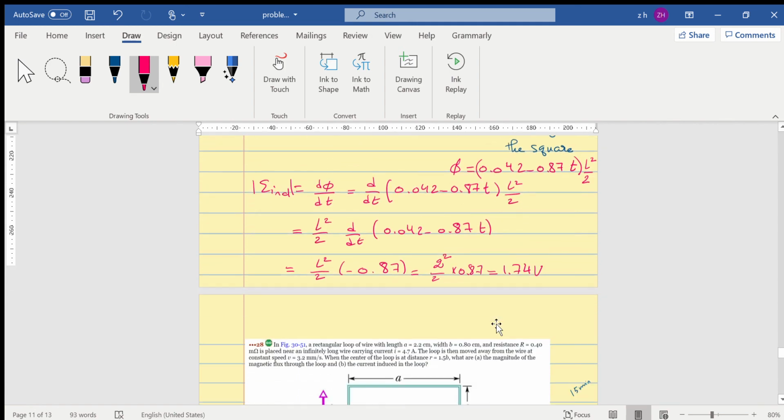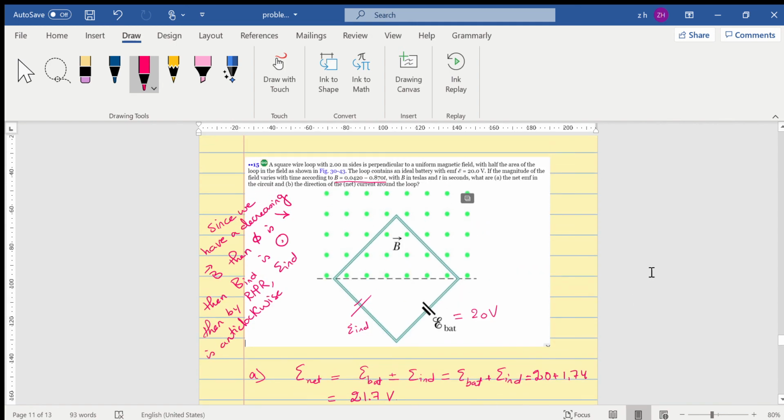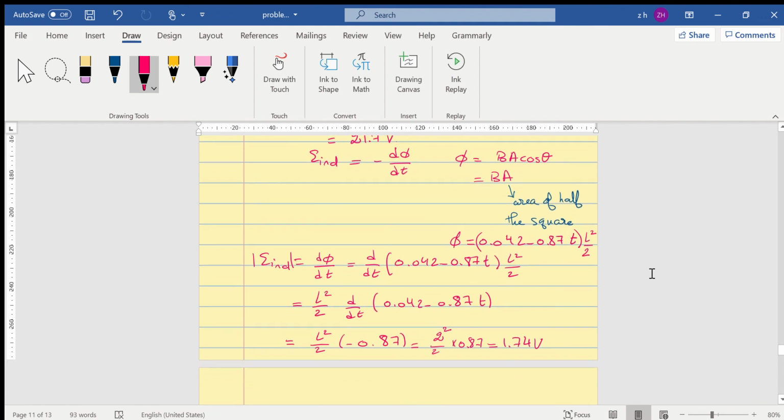So for part B, I has the same direction as E induced, or sorry, as E net, because we want the net current, which is counterclockwise.